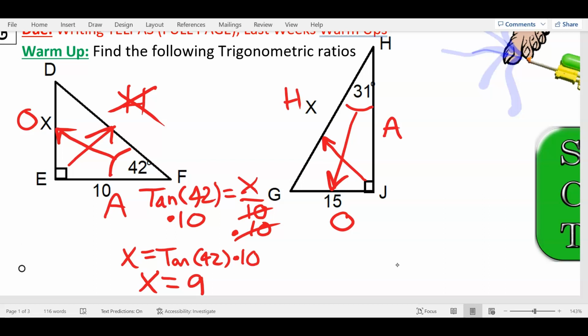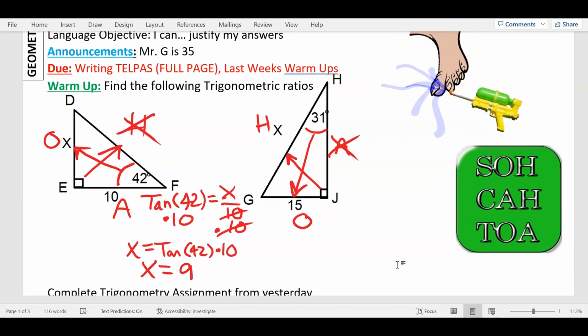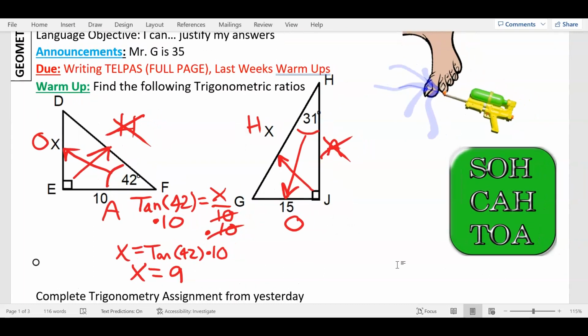Once I label OHA, what's my next step? Scratch out one. Which one do I scratch out? A has nothing. I don't need an A. All right. Now, I'm going to zoom out here. SOH CAH TOA. Remember, here's your image. Look at this super soaker soaking that toe. SOH CAH TOA. Well, anyways, so OH is which one? SOH or TOA?